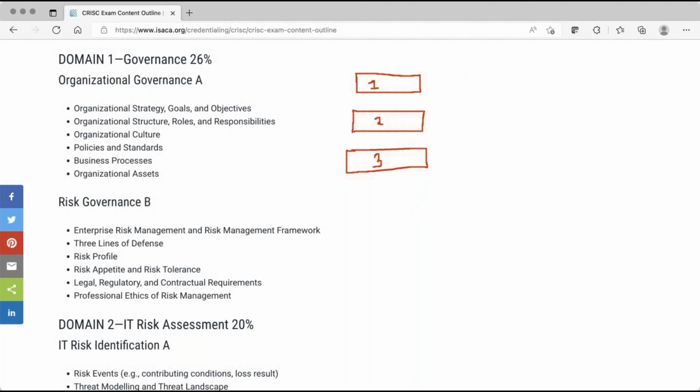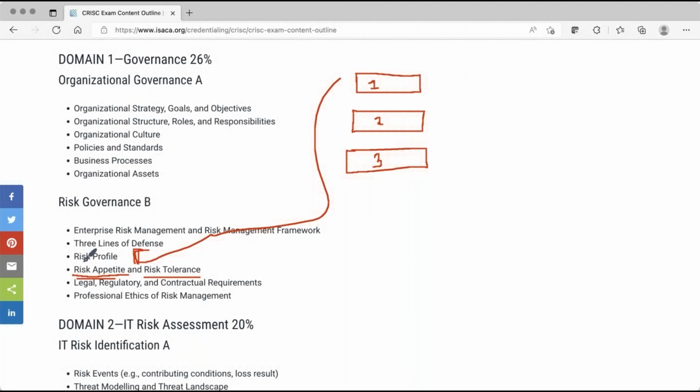So that way, this is a very nice concept, the three lines of defense. Okay, understanding the concept of risk appetite and risk tolerance becomes important. There are other topics like risk capacity, inherent risk and residual risk. We'll understand all of those topics.